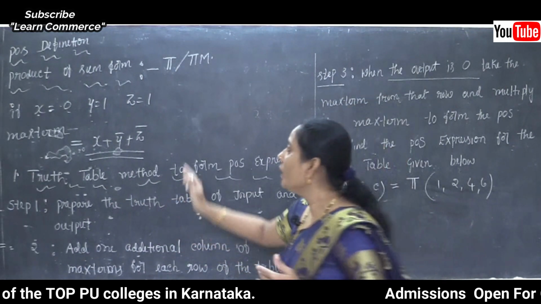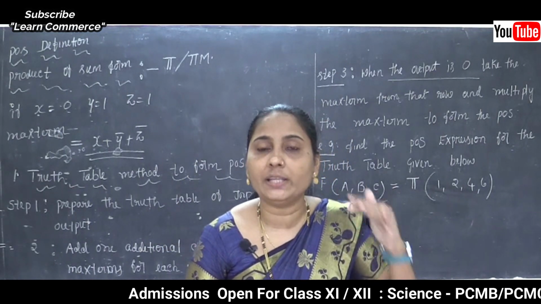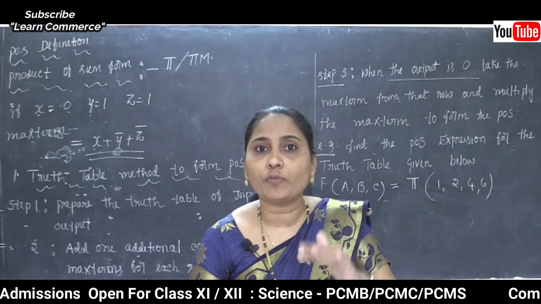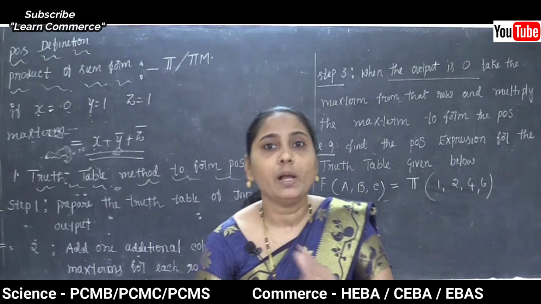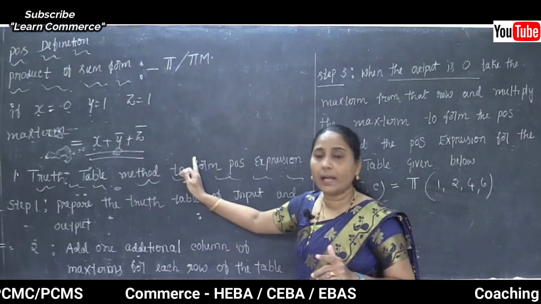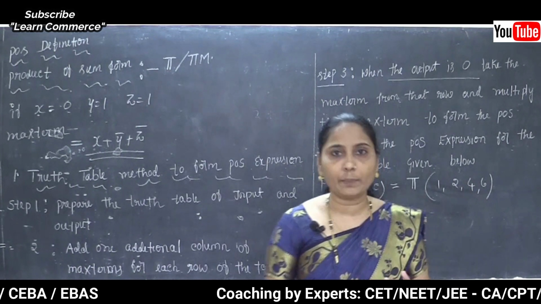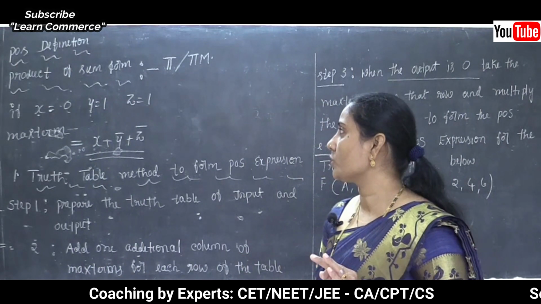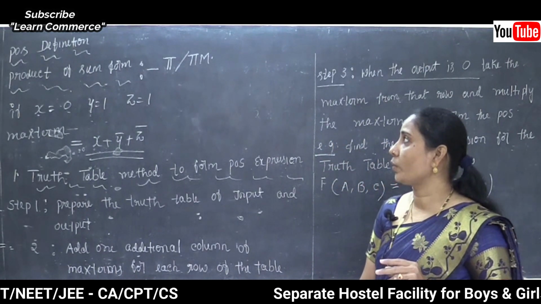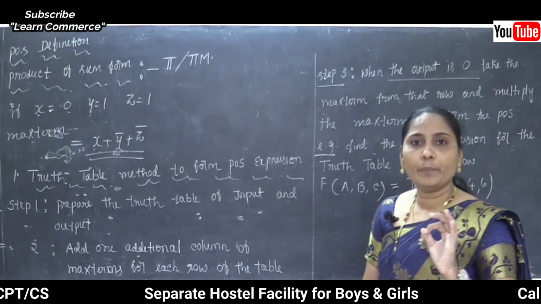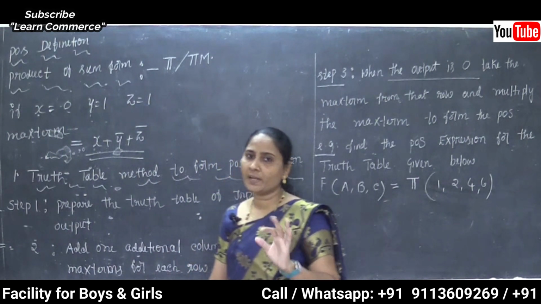Clear this point here? So we can say that when any Boolean expression is represented purely as a product of max terms, product of sums, that is called canonical POS form. Now let's take one example. If the x value is equal to 0, y value is equal to 1, z value is equal to 1, we know that the max term will be x plus y plus z, correct?